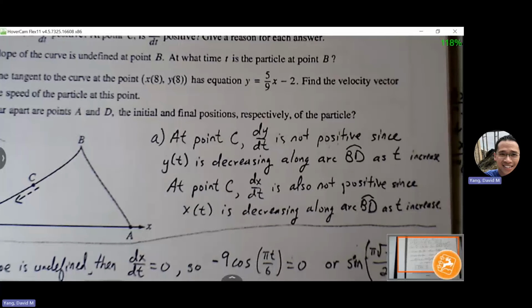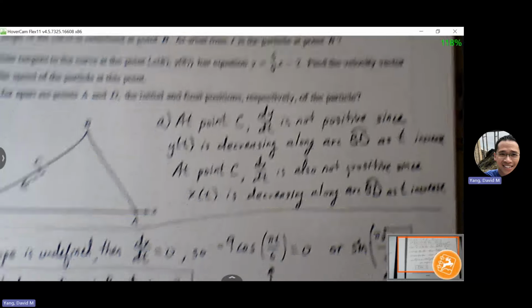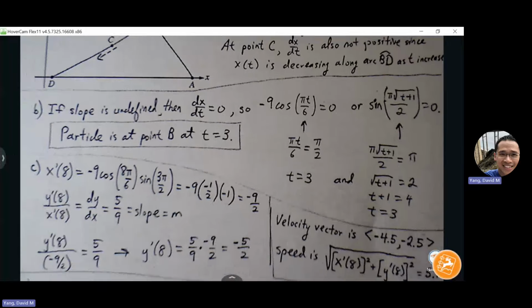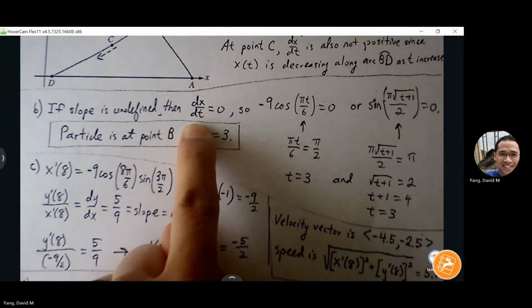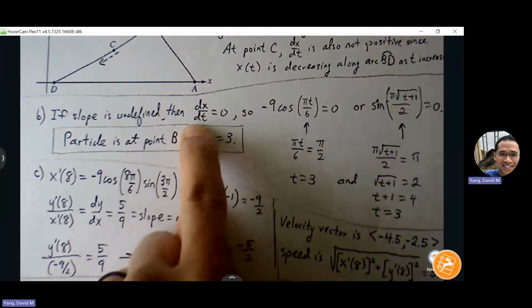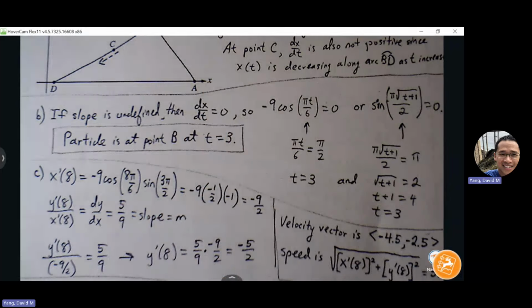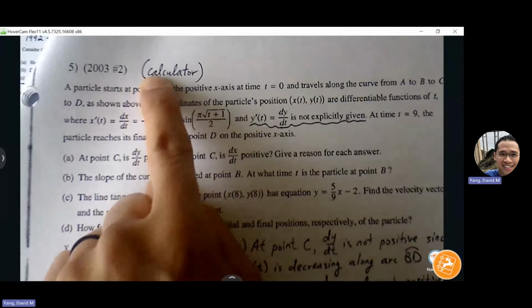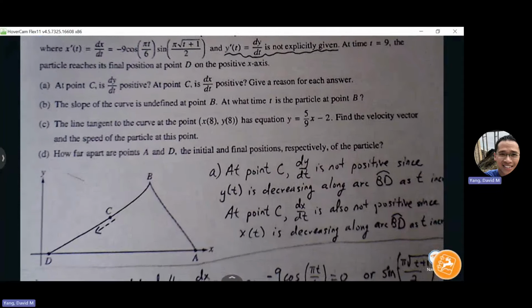Just a question for part B of page 11. If it's undefined, why set them equal to zero? Right, so your slope is undefined. That means the denominator of your derivative is equal to zero. So it's dy over dt over dx over dt, and that denominator portion is dx over dt. Makes sense. Thank you. Calculator question A. Yeah, this is calculator. Anything that's one and two is going to be in the calculator section. So I don't have to show work for finding t? No, you don't.